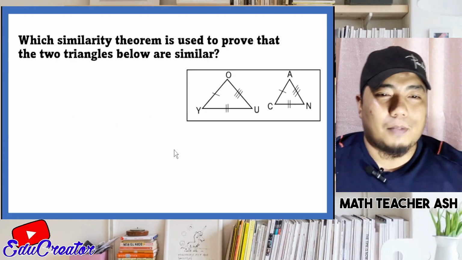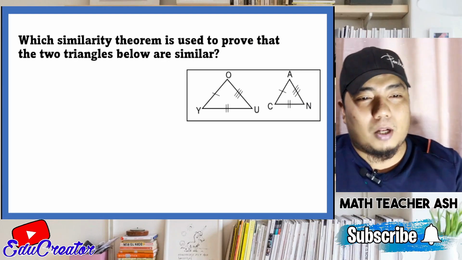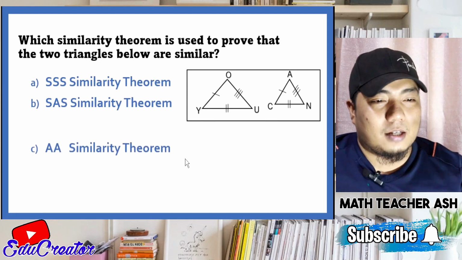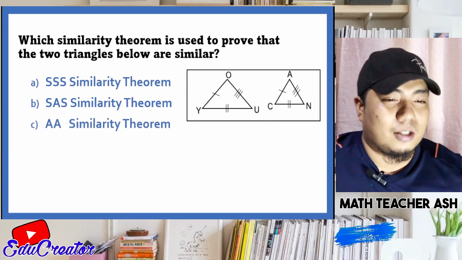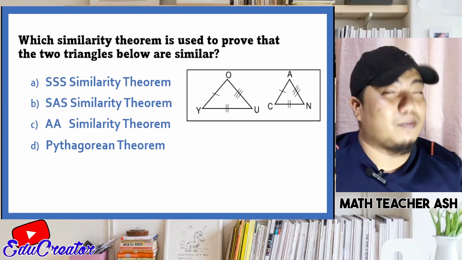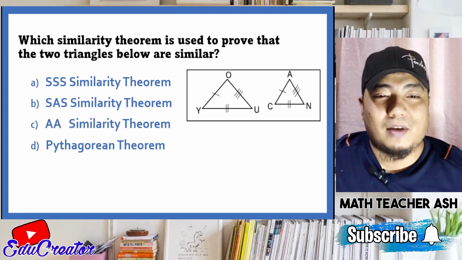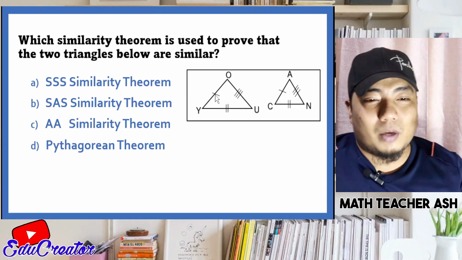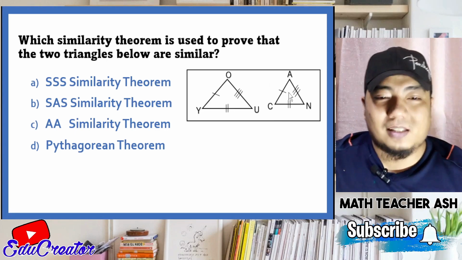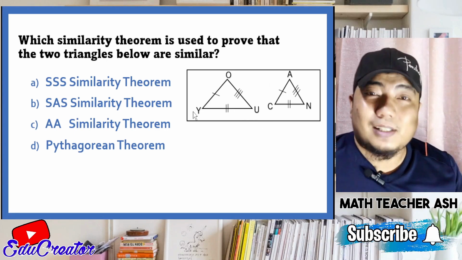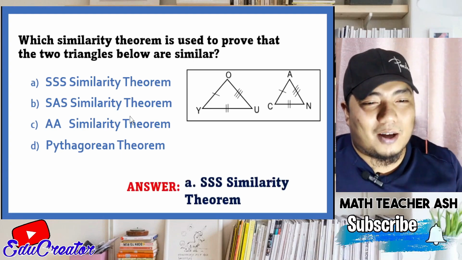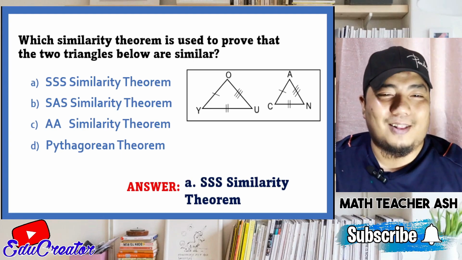Which similarity theorem is used to prove that two triangles below are similar? Is it A, SSS similarity theorem, B, SAS similarity theorem, C, AA similarity theorem, or letter D, Pythagorean theorem? My dear math learners, this question is very, very easy because in the given figure, the tick marks are given. So we have one side, two sides, three sides, corresponding to three sides of another triangle. Therefore, there are three sides. So that is the SSS similarity theorem, letter A. Okay, we are correct, my dear math learners.